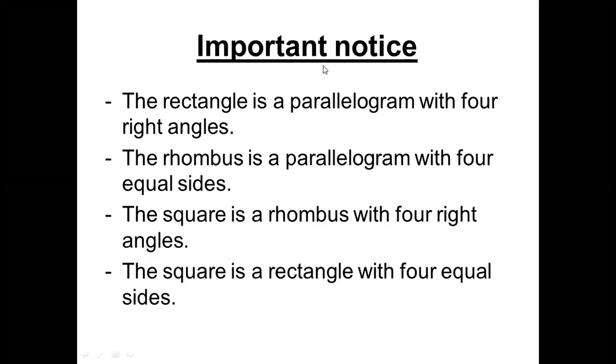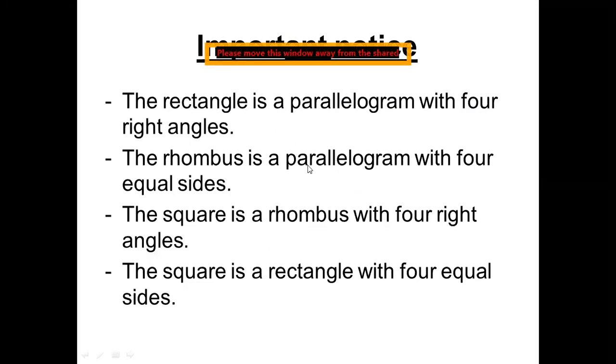This is very important, guys. As we said, the rectangle has the same properties as the parallelogram, but the only difference is that the rectangle has four right angles. For that, we can say the rectangle is a parallelogram with four right angles. Also, the rhombus has the properties of the parallelogram, but the only difference is that the rhombus has four equal sides. For that, we can also say the rhombus is a parallelogram with four equal, or congruent, sides. Equal and congruent have the same meaning.